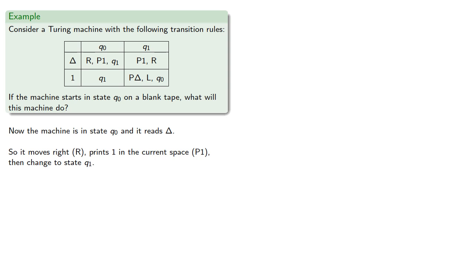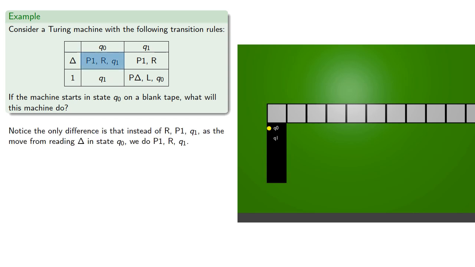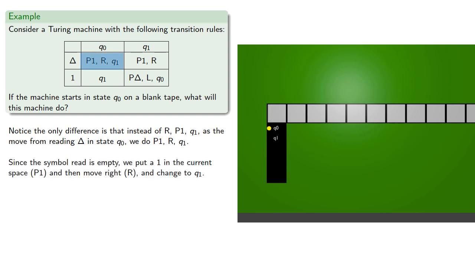But let's consider changing this slightly to a new machine. And notice the only difference is that instead of moving right, then printing, and then changing state, we're going to print, then move right, then change state. So since the symbol read is empty, we'll put a 1 in the current space, and then move right, and then change to state Q1.